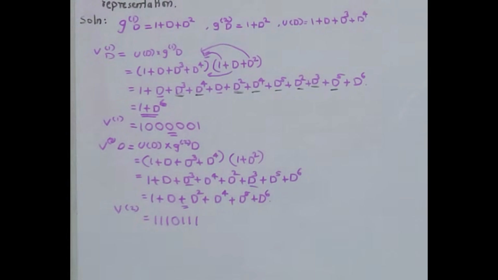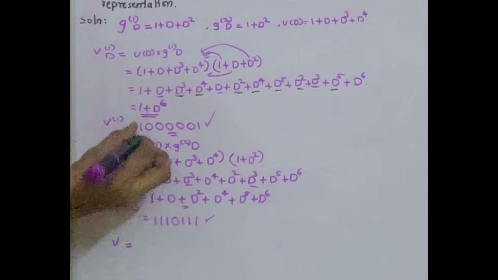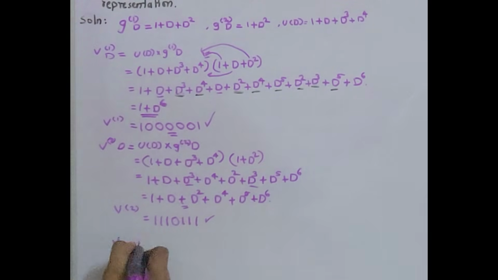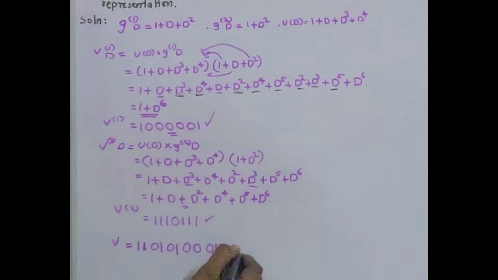Now by combining v1 and v2, we can write the output v as: first term of v1, first term of v2, therefore 1 1, 0 1 0 1 0 0 0 1 0 1 1 1. So this is the code word. V is equal to 1 1 0 1 0 1 0 0 0 1 0 1 1 1. So this is how we are finding the code word.